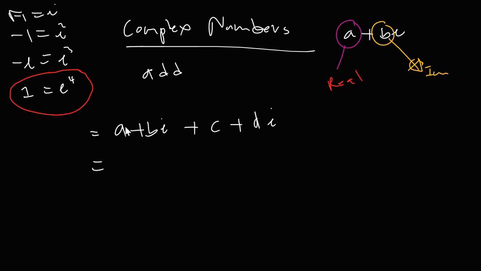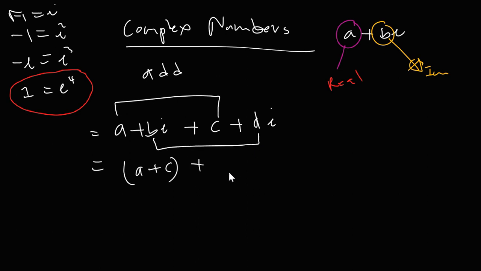The sum is going to be the real goes to the real, so I will have a plus c, that is the real part, plus the imaginary part is going to be b plus d, that is going to be b plus d i. This is all you need to know to add your complex numbers. Let's do a couple of examples, then move to the next topic.